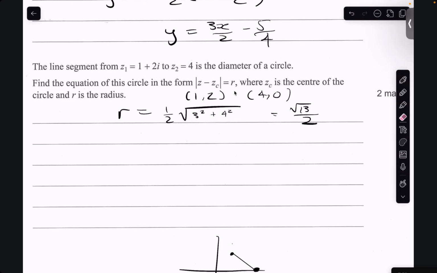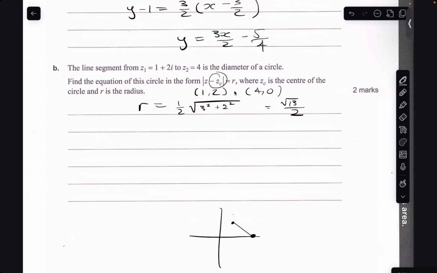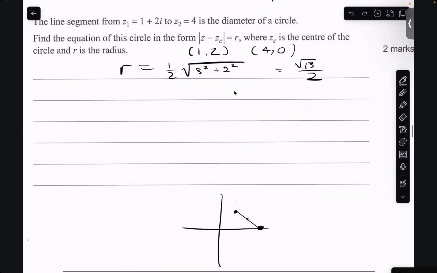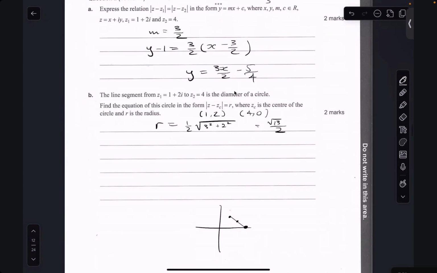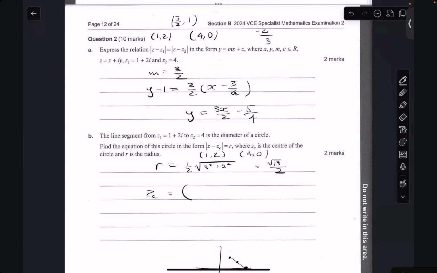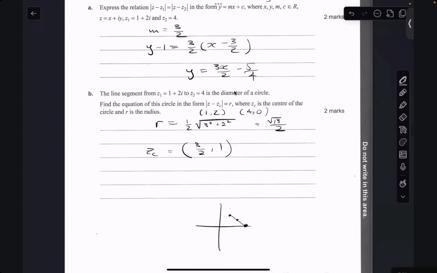Sorry, that's 2 squared, not 4 squared. And then the point, the center, is the midpoint. And the midpoint is, we just did it. It's 3/2, 1. So therefore, z minus 3/2 minus i is equal to root 13/2.